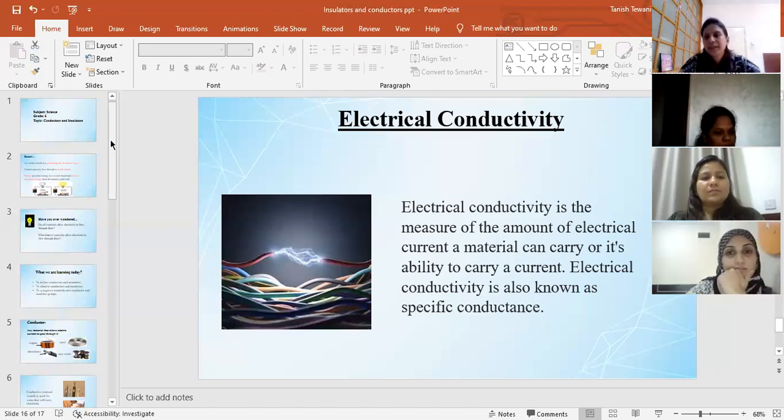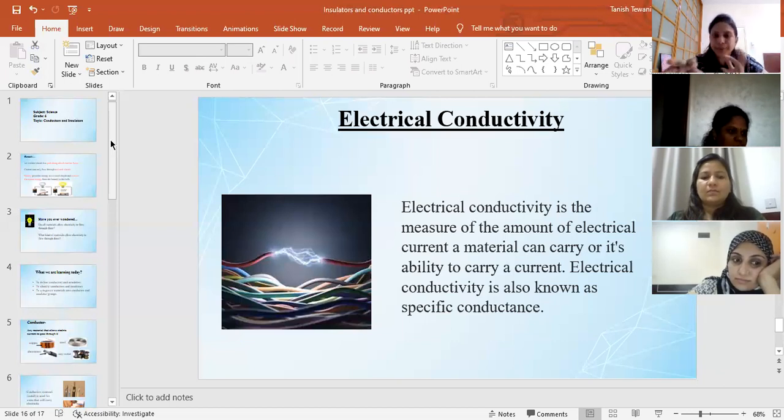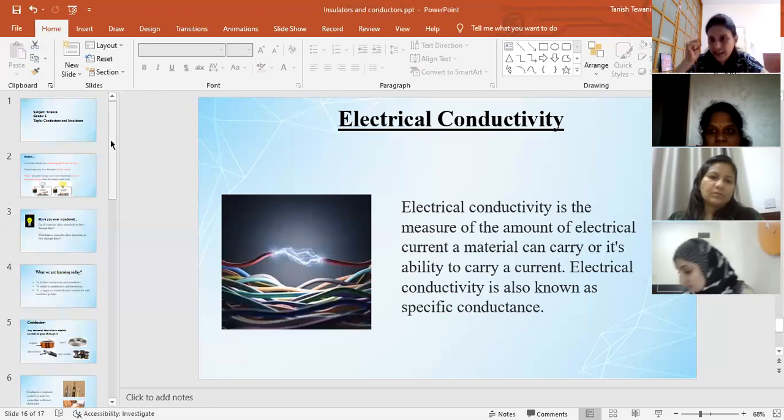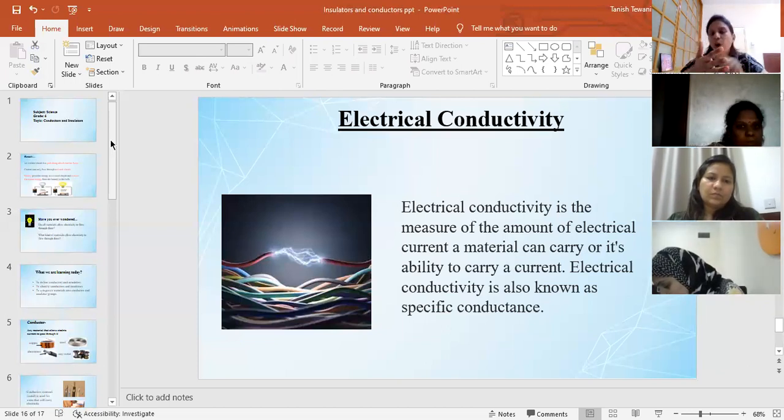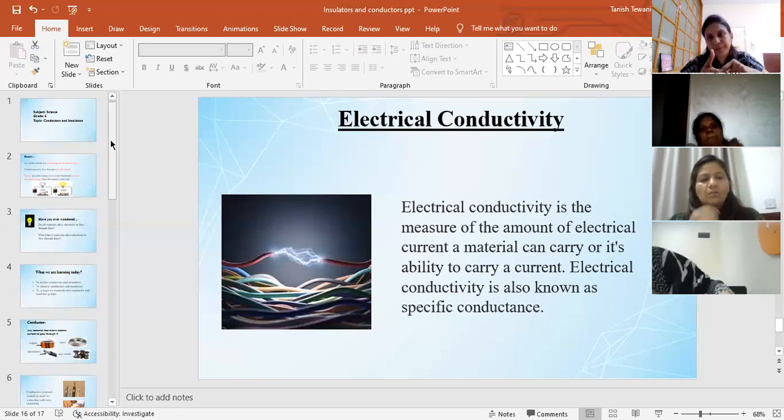Even, ma'am, water is also a conductor. Yes, water is also a good conductor, Aparna. That's why I'm saying this: if there is water on our hands and we touch any electrical appliance, we can get a shock immediately, because that water is there. So water is also a conductor.